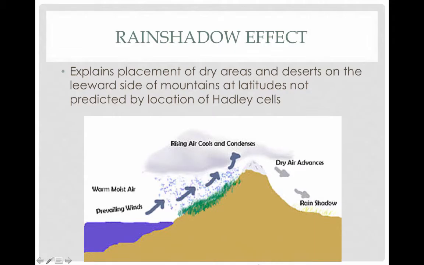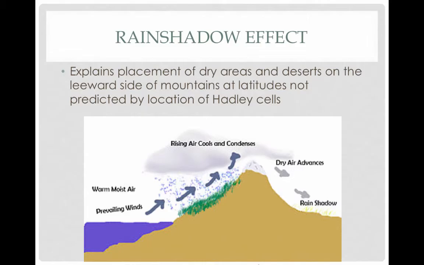Rain shadow effect. This is how deserts pop up in weird places. You have mountains near an ocean, and near can be a couple hundred miles. So you have wind blow off the ocean, it gets moist, it hits the mountain and gets shunted upwards. Air gets cooler as you go up, which means that the water condenses and it rains, and so it's nice and lush on what's called the windward side of the mountain.